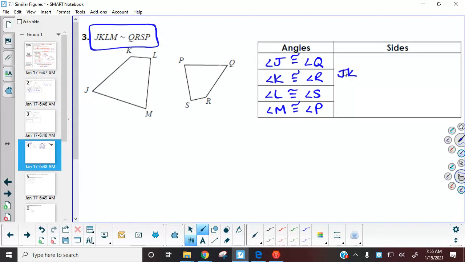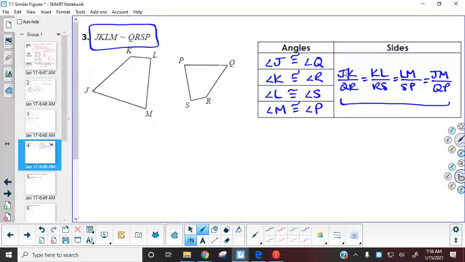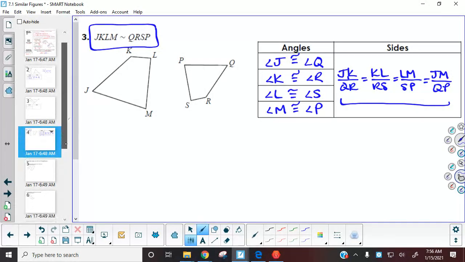So you have JK is going to match up with QR. You've got KL matches up with RS. You've got LM matches with SP. And then you've got JM corresponding with QP. And so guys, again, I'm not using the picture at all. I'm using the names to come up with those. Something else to be mindful of, these do not have segment bars over the top because you're looking at the measure of. So for the measure of, you don't use the segment bar over the top. Okay, so again, you have those sides, you have that they're proportional, so you are good.